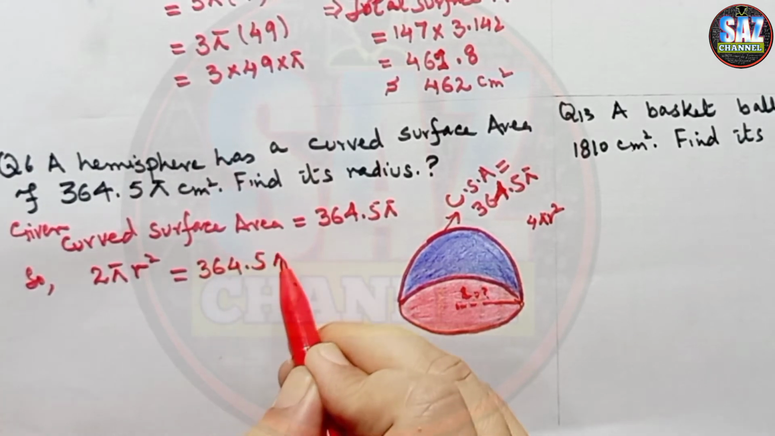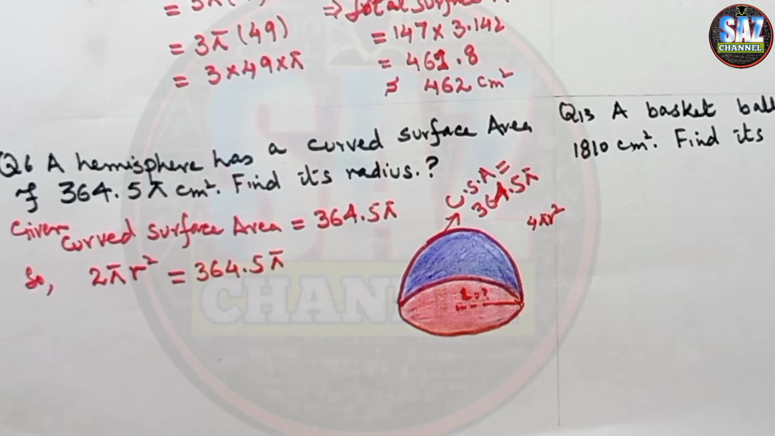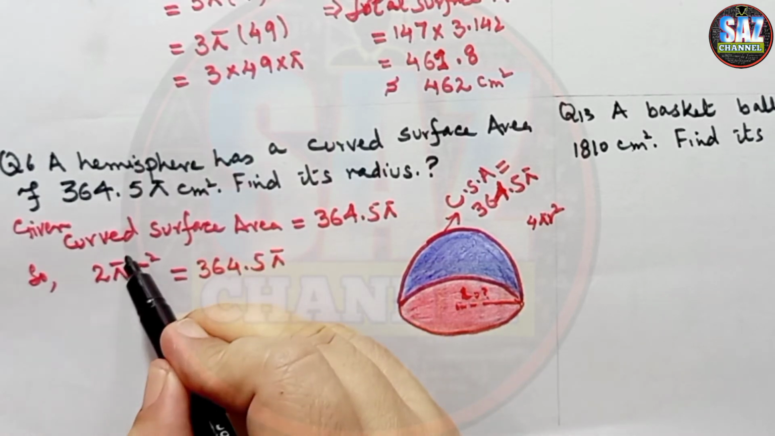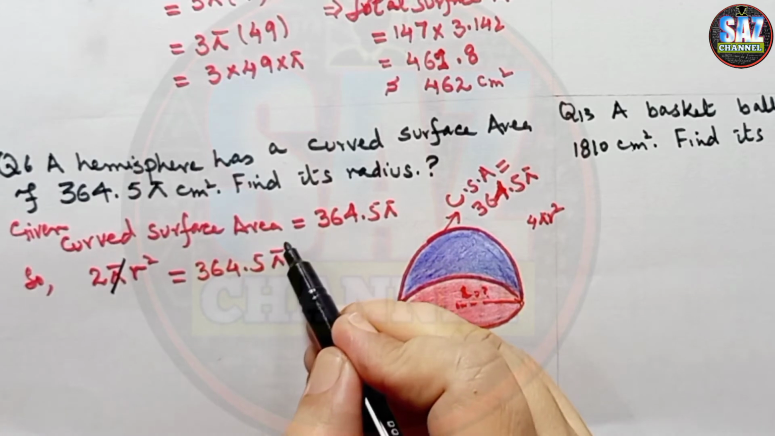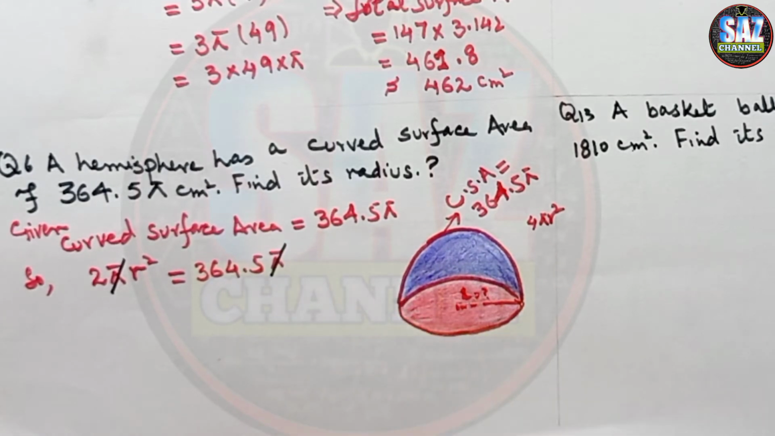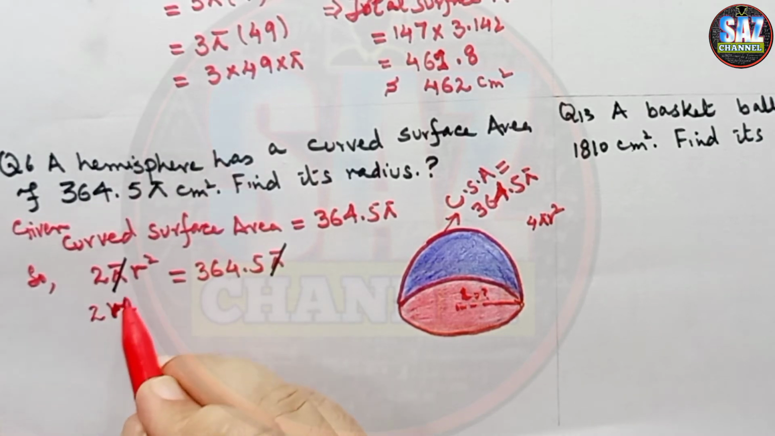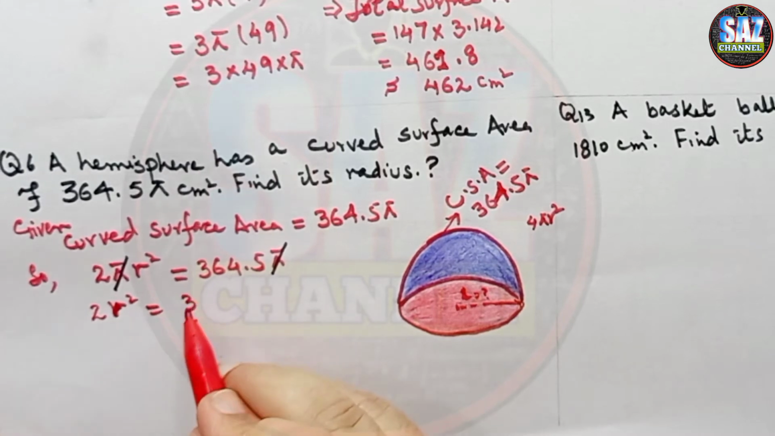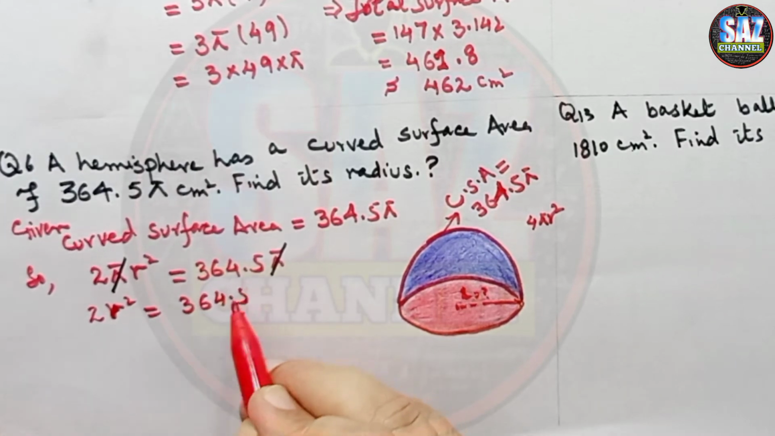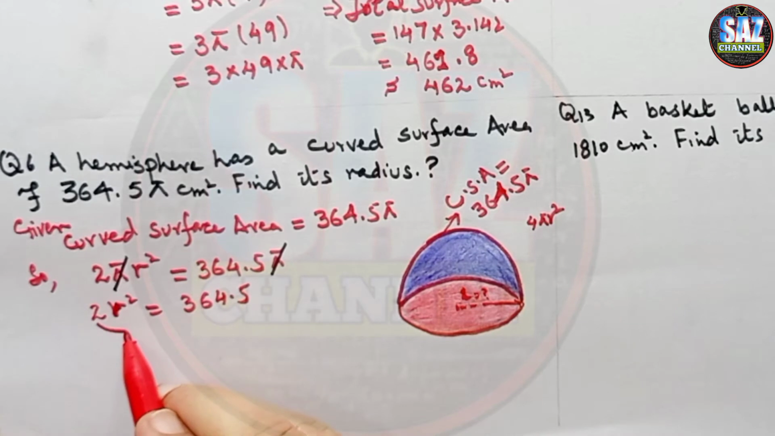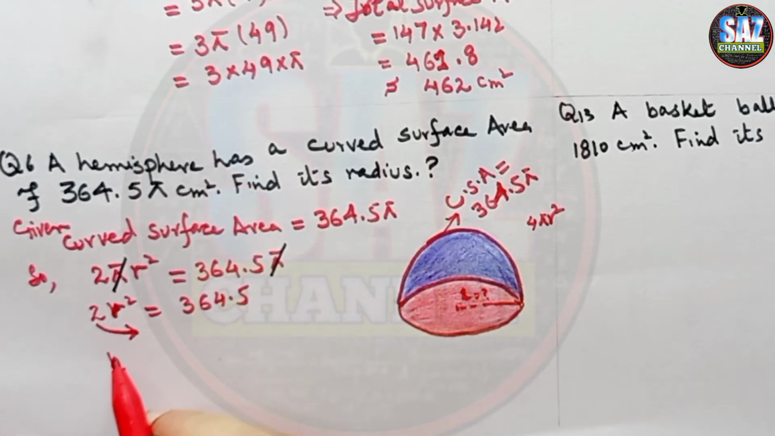364.5 pi. And now, we have been doing this practice for so many questions, that the common factor pi will be easily cancelled from both sides, and I will be left with 2 r square equals 364.5. Now in order to get the value of r, we have to shift that 2 to the other side.